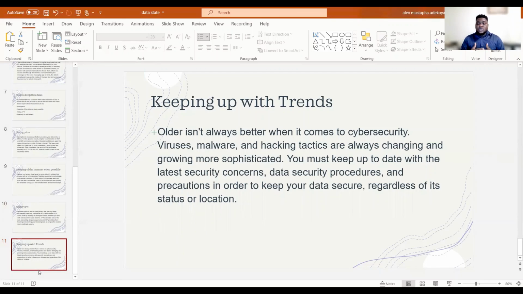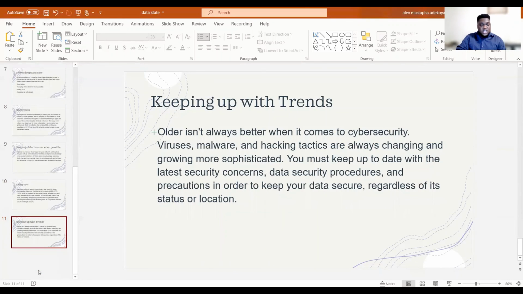It's always nice to keep things updated, be updated yourself, so you can get the new antivirus, learn about new malware, and get to know different tactics, because it keeps growing every day. It's constantly changing. You must keep up to date with the latest security concerns, data security procedures, and precautions in order to keep your data secure, regardless of its state or location.